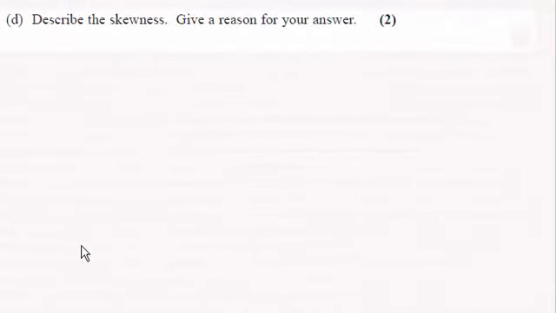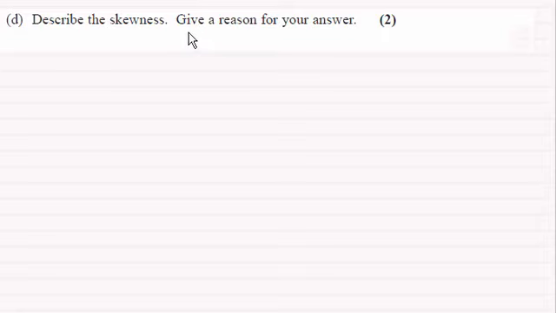Hi there. Now for part D, we've got to describe the skewness of the distribution and give a reason for our answer. Now, quite often whenever you get questions on skewness, you tend to work with the quartiles, comparing the quartiles. But in this question, there's nothing about quartiles. But we have, in the earlier parts, worked out the mean and median.